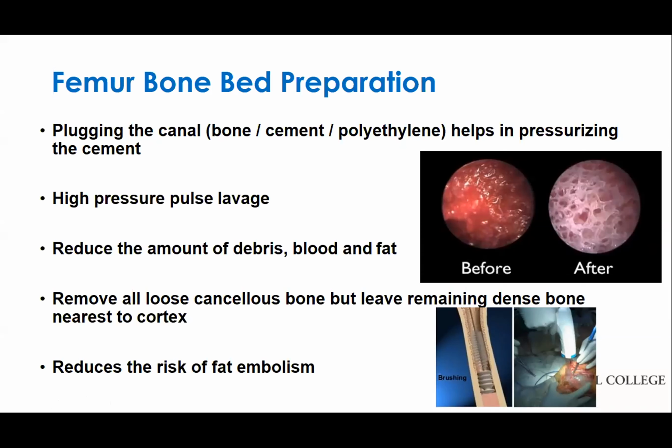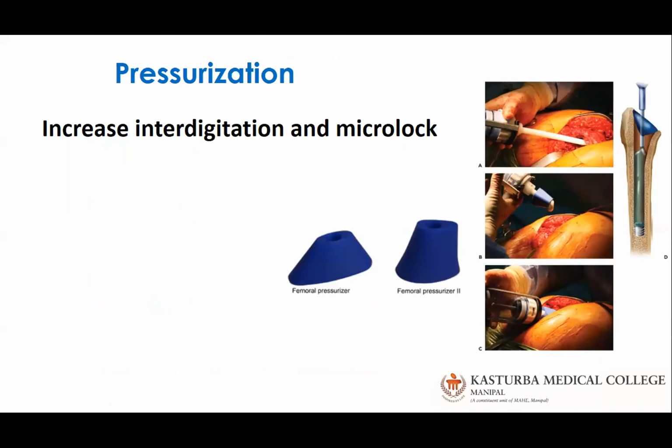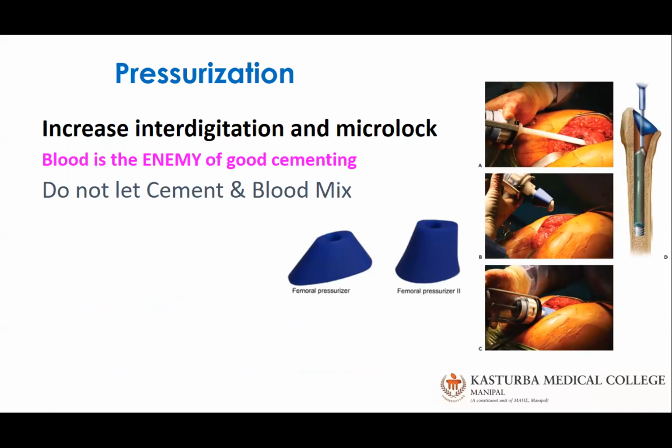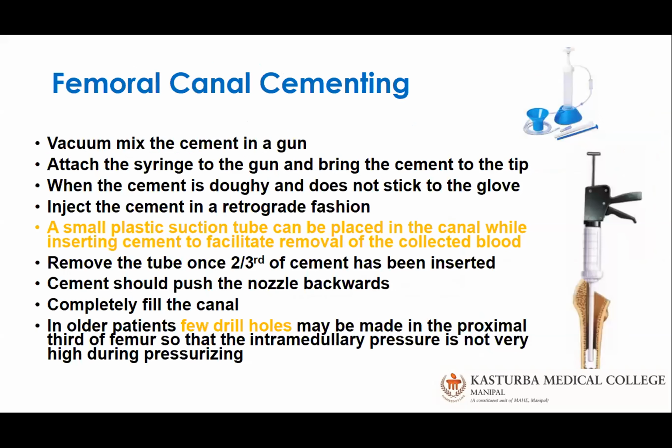And then you can even use a brush to clean the area. Use a cement gun, fill it from the bottom, and then let the cement gun be pushed backwards by the cement itself. You can use a pressurizer, a femoral pressurizer, on the top. Blood is the enemy of good cementing. Blood pushes the cement out from these pores and prevents interdigitation. So apply initial small pressure to push the blood out, and high pressure later to produce interdigitation, and maintain this pressure.